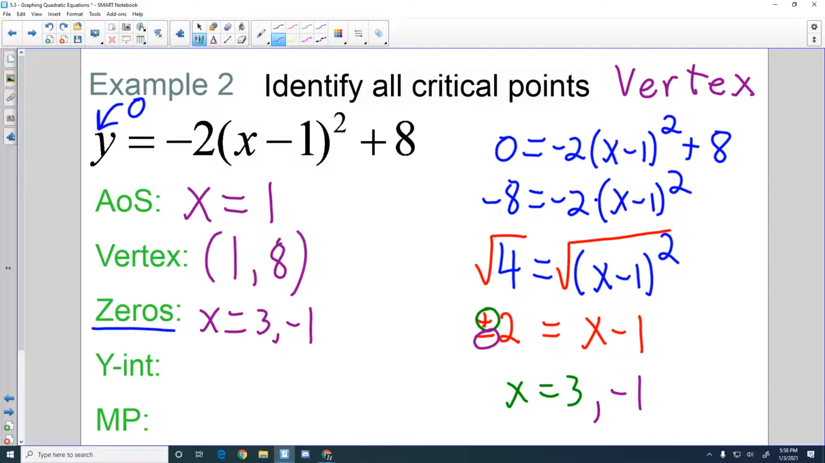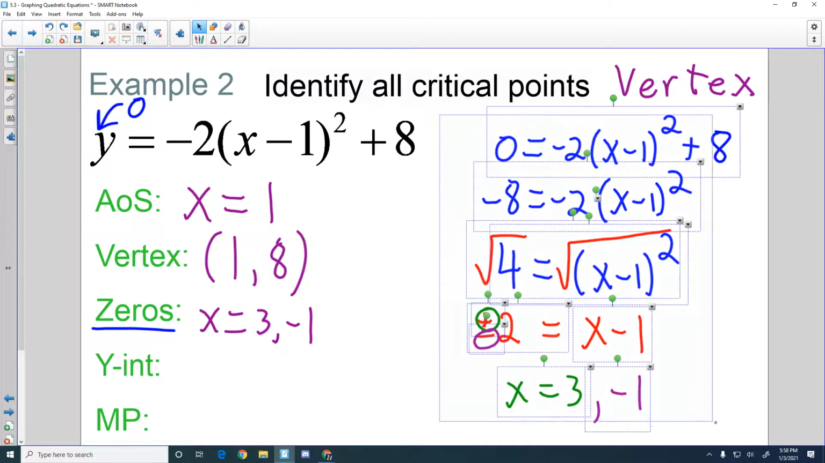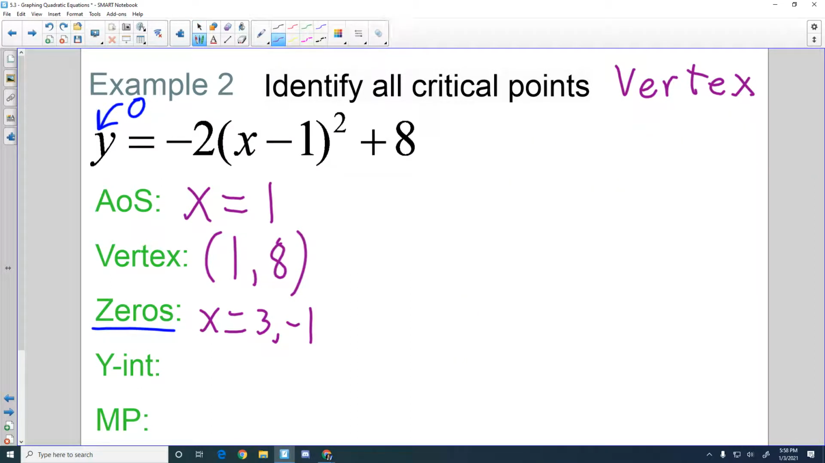Okay, next we've got the y-intercept. Now this is going to be pretty similar. To find the y-intercept, we make the x a 0. So right there, that x, I'm just going to replace it with a 0, and we're going to solve it for y. So we keep the y in the equation this time. We're figuring out, hey, what would y equal when the x is 0?